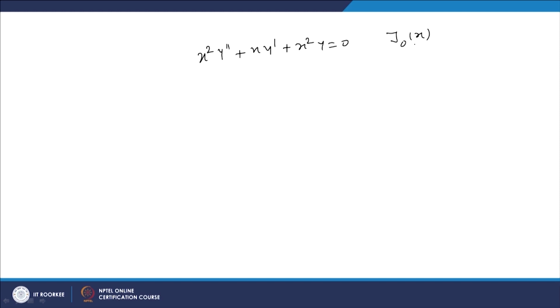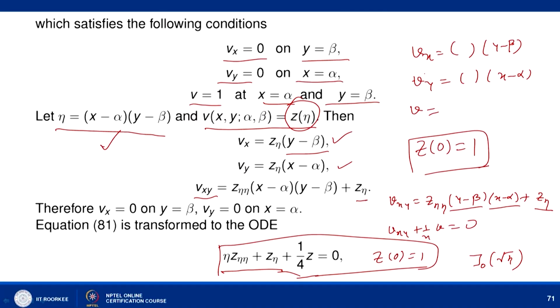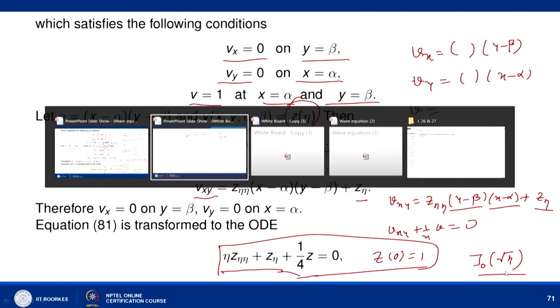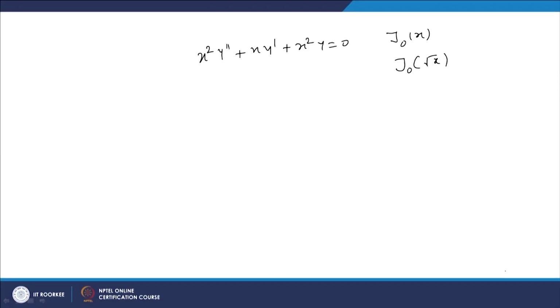Now, we want to show that J naught root x will satisfy, because we claim that the last problem has solution J naught of root of eta. So, we simply say that you take x as root t and try to see that this will be converted into the previous problem. So, here you can find dx by dt as 1 by 2 root t, right.